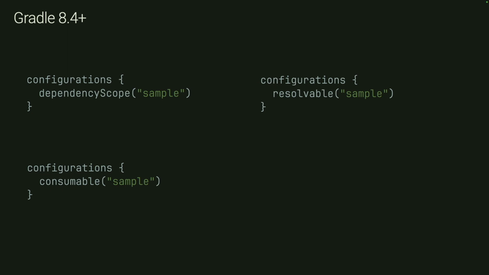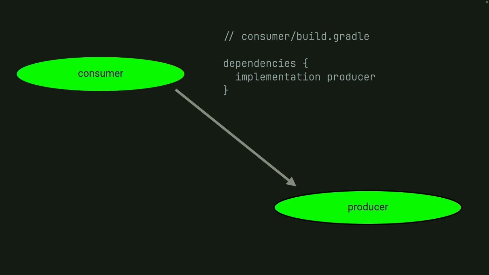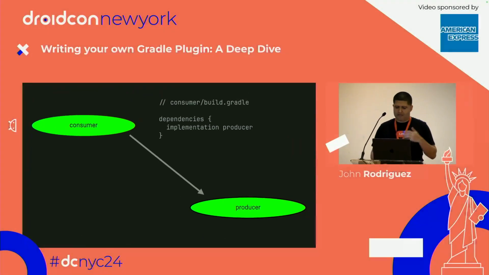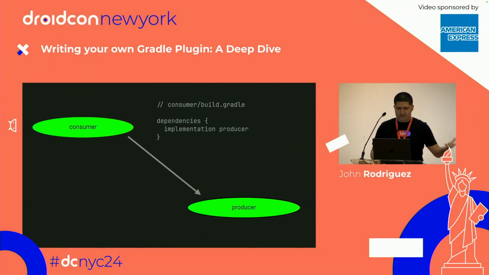Now, cool. A configuration can be in three different forms, but I haven't really explained how they're used. So let's go back to basics. I have two modules, a consumer module and a producer module. This could be your app module and a views library, whatever. And that little snippet in the dependencies block is how you link them together typically, right? We know this.